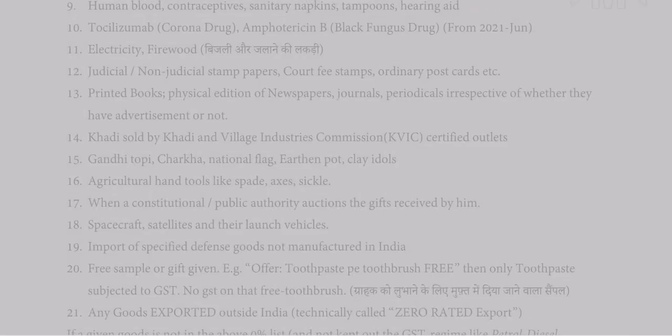9. Human blood, contraceptives, sanitary napkins, tampons, hearing aid. 10. Tocilizumab, corona drug, amphotericin B, black fungus drug, from 2021 June 11. 11. Electricity, firewood. 12. Judicial and non-judicial stamp papers, court fee stamps, ordinary postcards, etc. 13. Printed books, physical edition of newspapers, journals, periodicals irrespective of whether they have advertisement or not. 14. Khadi sold by Khadi and Village Industries Commission, KVIC, certified outlets.